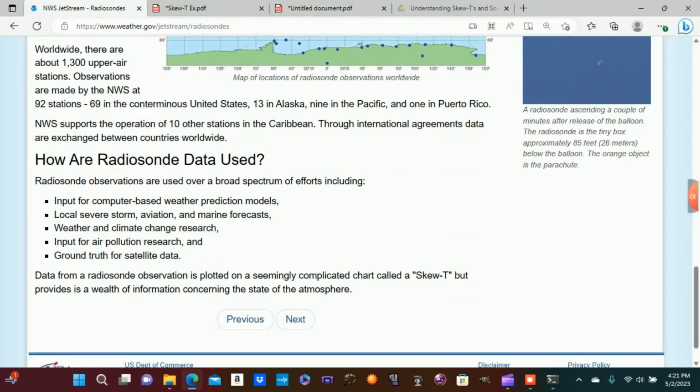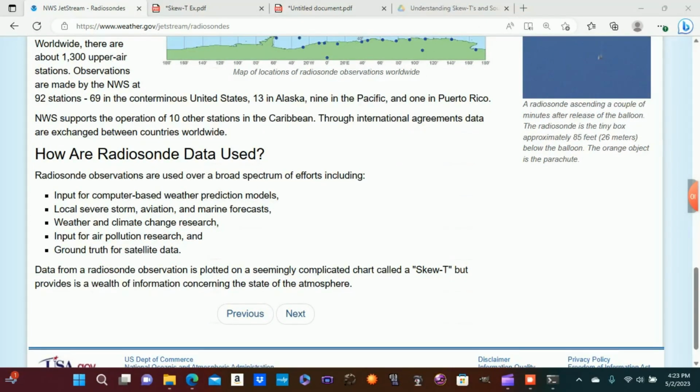They're also used for severe thunderstorm forecasting, as well as weather, climate, and air pollution research. And the data from radiosondes is also used for satellite data, which in turn could also go into the forecast models. So all of these greatly benefit from the data that's collected from radiosondes. So that is an important part of this process.